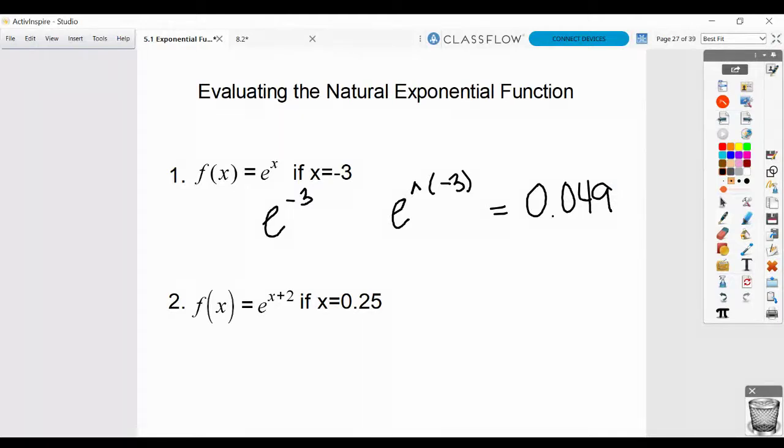Okay, so in the next one, you would do e to the 0.25 plus 2. Well, 2 plus 0.25 is 2.25. So that's what you would put in your calculator, and you end up getting 9.49. So this is very similar to what we did last week when we just had the exponential functions.